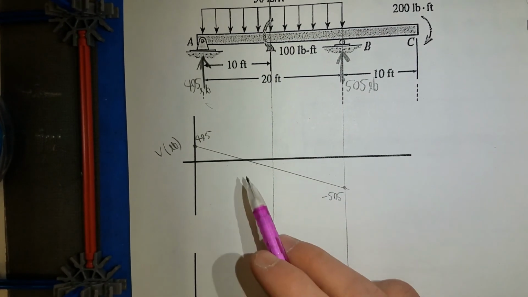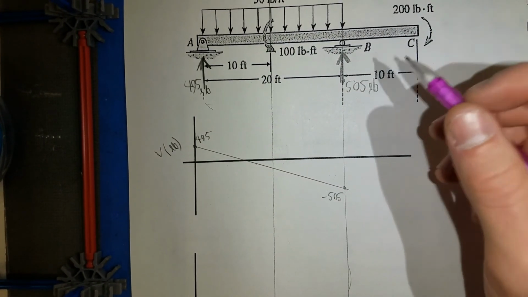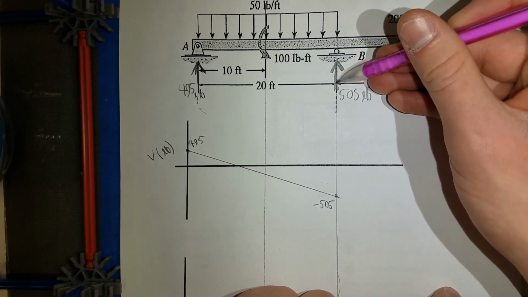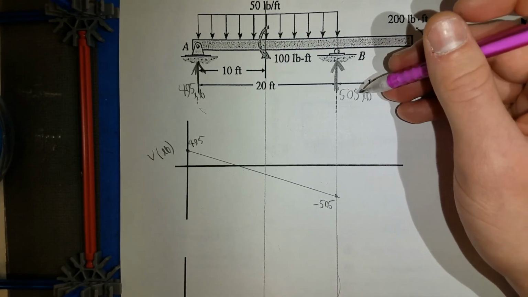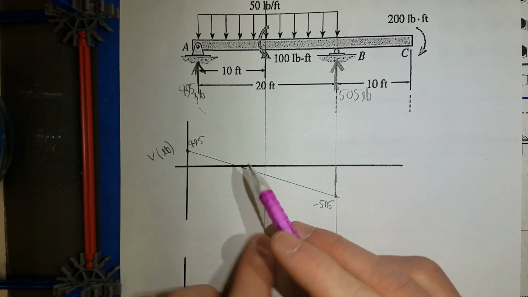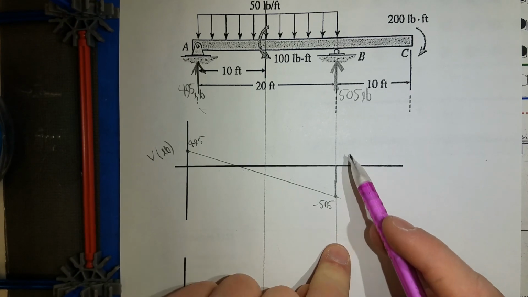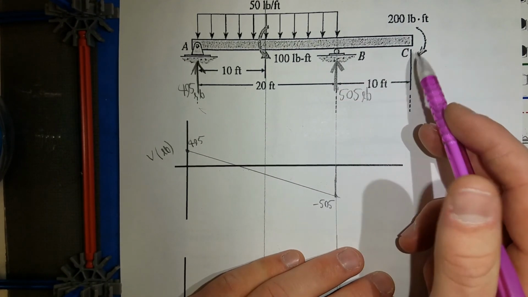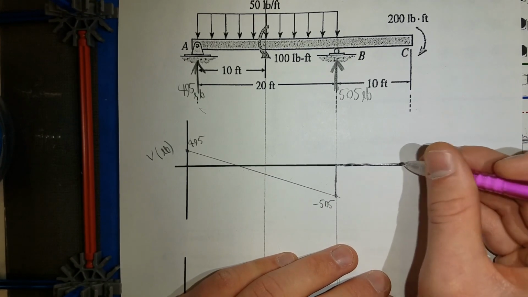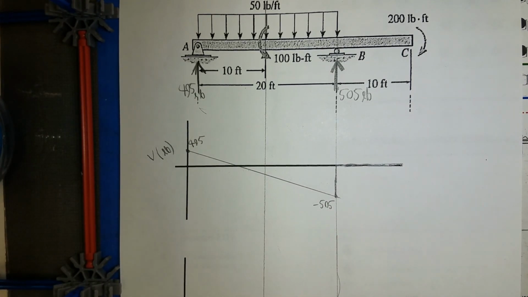And that's how our shear acts. The next thing we've got acting on it to cause shear is this reaction force here at B. It's 505 pounds going up, so that ends up working perfectly. It goes all the way back to 0 here. And from B to C, there are no other shear forces acting on it, so it's just a straight line all the way through the end. So that one's fairly straightforward with the shear. The moment is where it gets a little bit trickier.